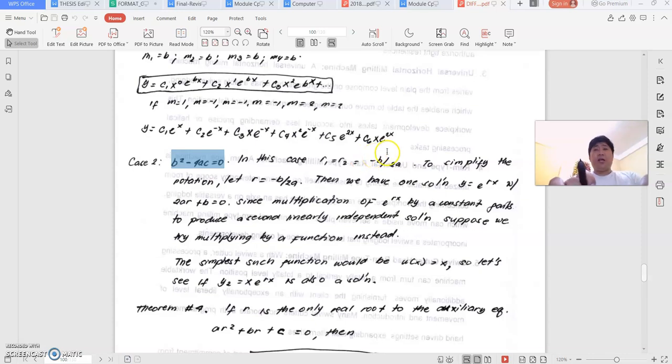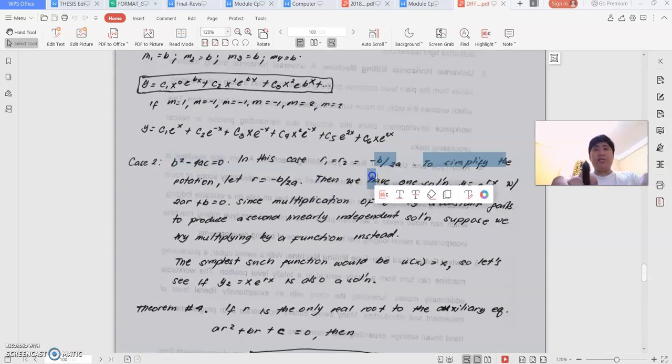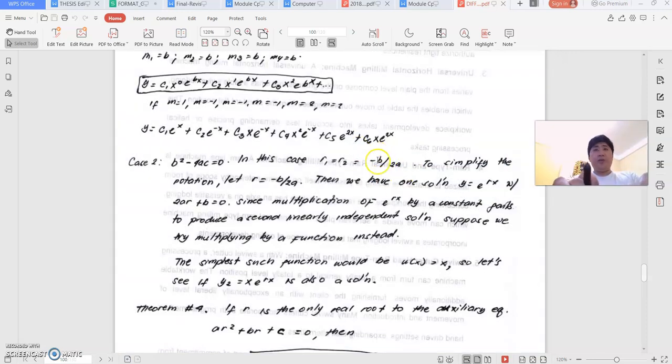For repeated roots, if you remember completing the square, we use this negative b over 2a. B is not the root. These are the a, b, c in our equation, ax squared plus bx plus c equals 0. So that is a quadratic equation. To simplify the notation, let r, or the root, be equal to negative b over 2a. Then we have one solution, y equals e raised to the power rx, with 2ar plus b.